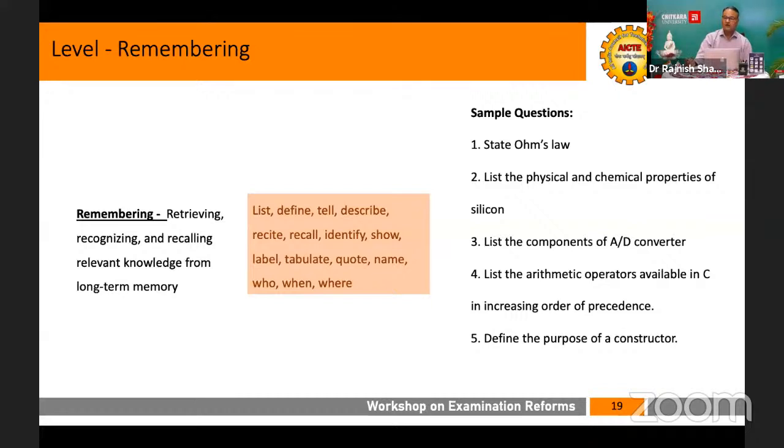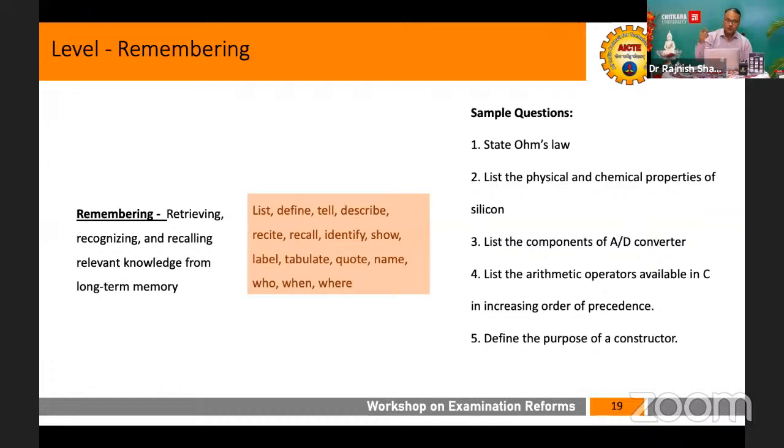What are the common words which can be used in question papers to test the remembering skill of the student? List a couple of things. Define, you can ask for a definition. Tell, describe, recite, recall, identify, show, label. You give some diagram and ask them to label it. Likewise, in school examinations, they would show an India map and tell them to identify, label: where is Punjab, where is Tamil Nadu, where is Maharashtra, where is Karnataka.